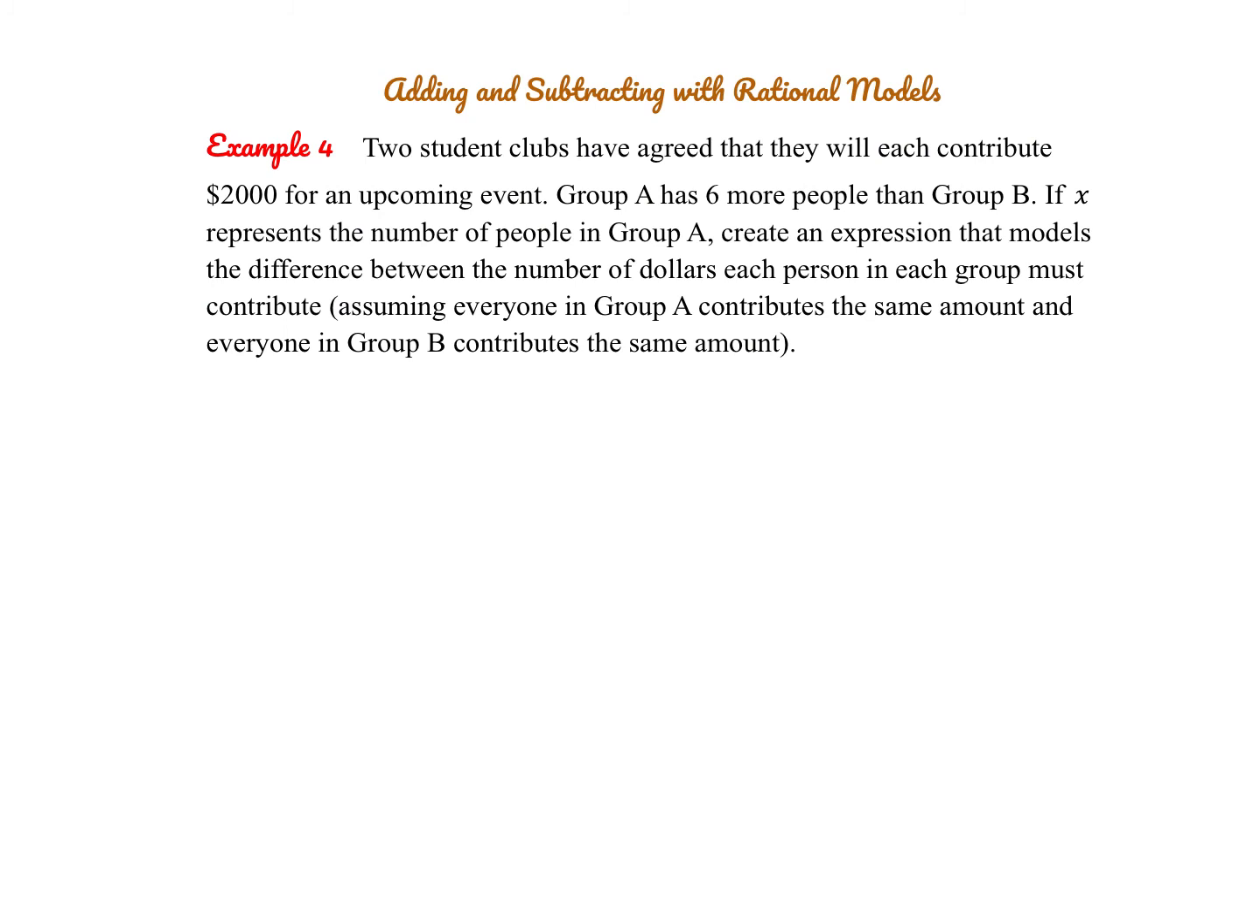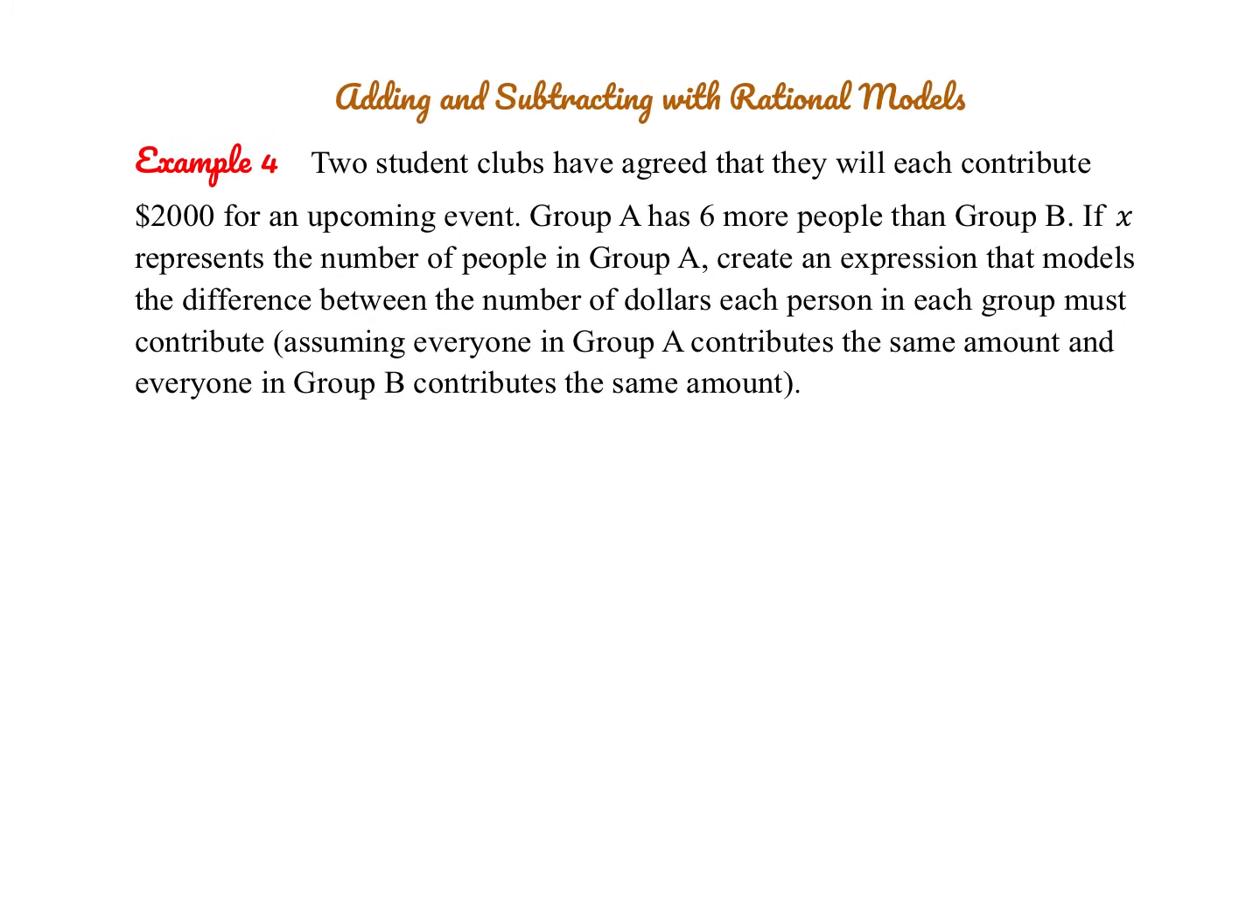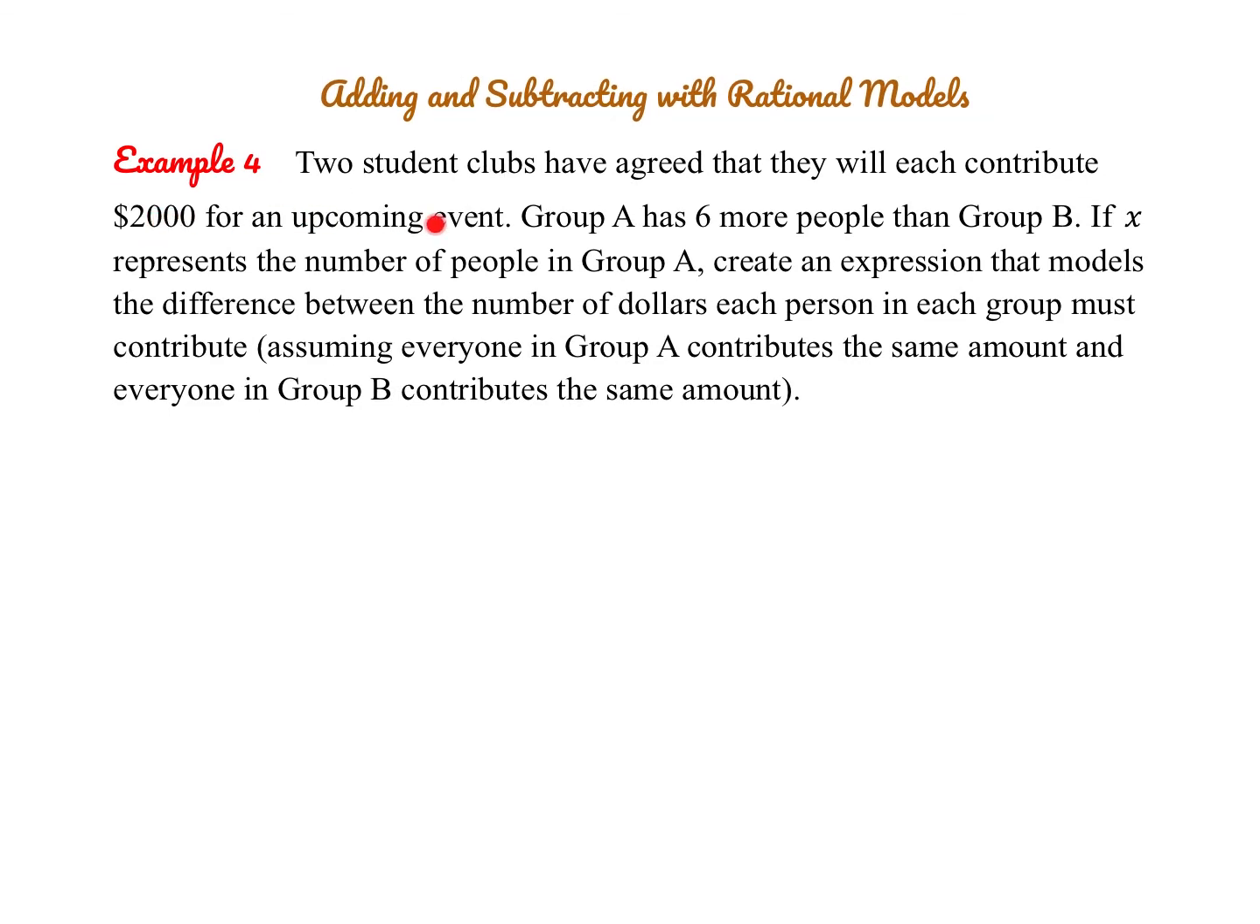All right, so now we're going to see if we can create some models where we need to add and subtract rational expressions. So this first example says 2 student clubs have agreed that they will each contribute $2,000 for an upcoming event. Group A has 6 more people than Group B. If X represents the number of people in Group A, create an expression that models the difference between the number of dollars each person in each group must contribute. So we want the difference between how much each person in Group A contributes and how much in Group B.